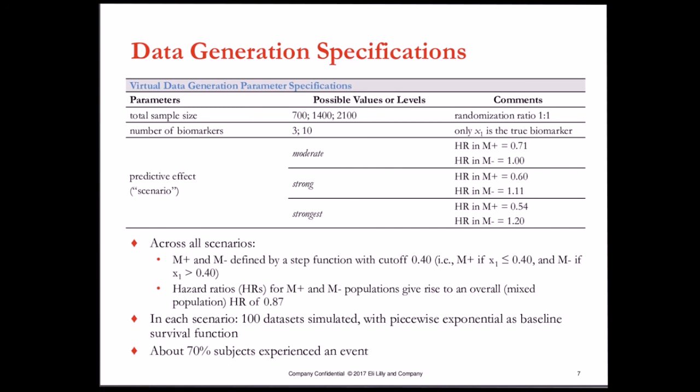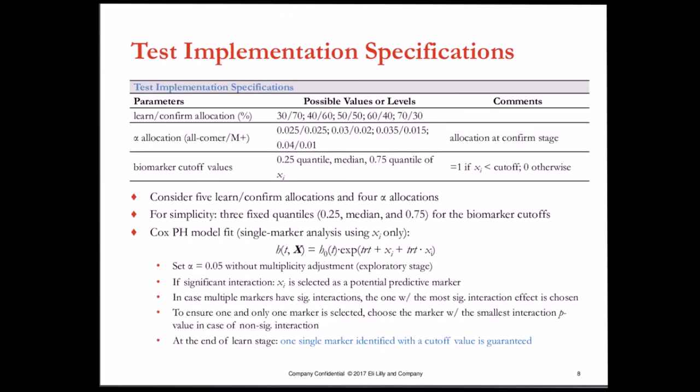The overall hazard ratio is fixed at 0.87, and 100 datasets are simulated for each scenario. On page 8, here's a summary of the test implementation and the parameter specifications. We consider 5 learn-confirm allocations of patients, from 30% in the learn set and 70% in the confirm set to 70% in the learn set and 30% in the confirm set.